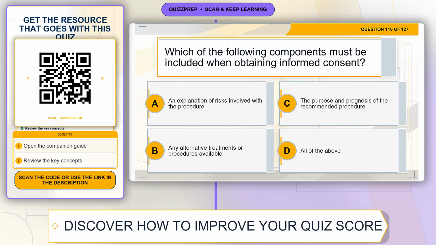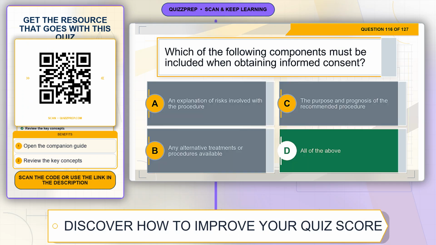Question 116. Which of the following components must be included when obtaining informed consent? Option A. An explanation of risks involved with the procedure. Option B. Any alternative treatments or procedures available. Option C. The purpose and prognosis of the recommended procedure. Option D. All of the above. The correct answer is option D.